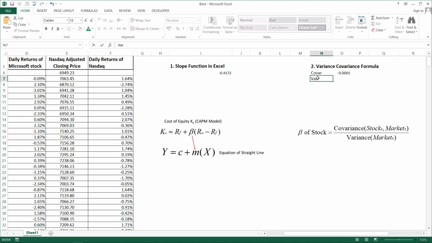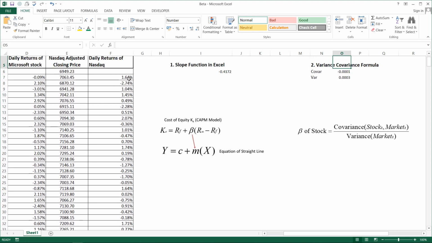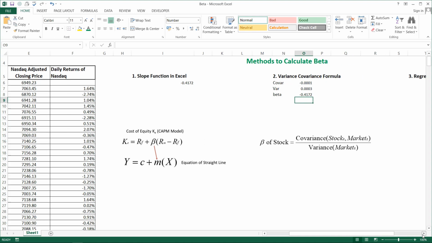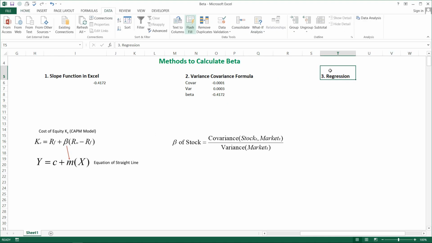Similarly, for variance, we have the formula equals VAR.P. Here we need to calculate the variance of the market, so select the market returns only. And beta is covariance divided by variance. And the value of beta is equal to minus 0.4172.